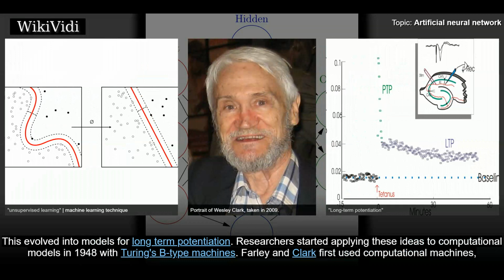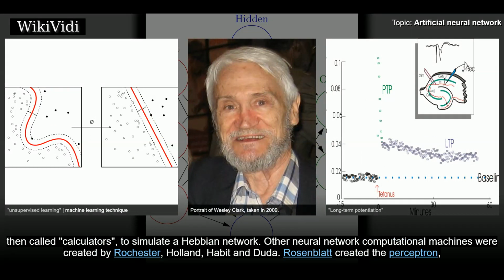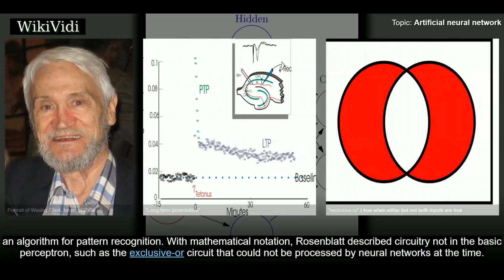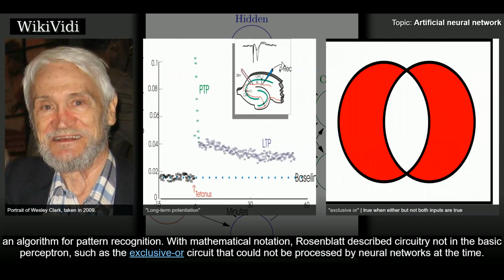Farley and Clark first used computational machines, then called calculators, to simulate a Hebbian network. Other neural network computational machines were created by Rochester, Holland, Habit, and Duda. Rosenblatt created the perceptron, an algorithm for pattern recognition. With mathematical notation, Rosenblatt described circuitry not in the basic perceptron, such as the exclusive OR circuit that could not be processed by neural networks at the time.